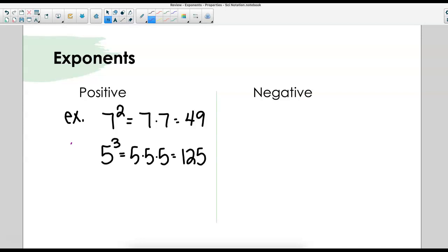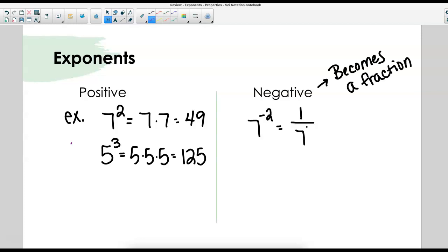Okay. If we're talking about negative exponents, if it was 7 to the negative second power, what happens when we have a negative exponent? Turns it into a fraction. I'm just going to put becomes a fraction. So this is 1 over 7 to the second power, which is 1/49.